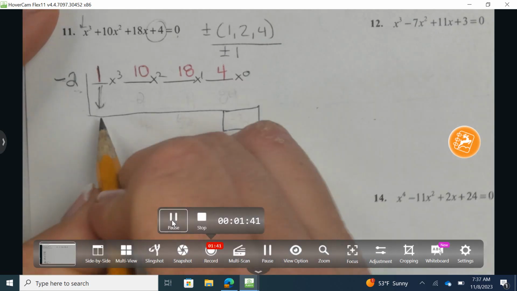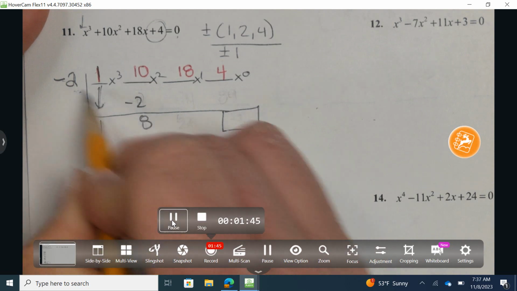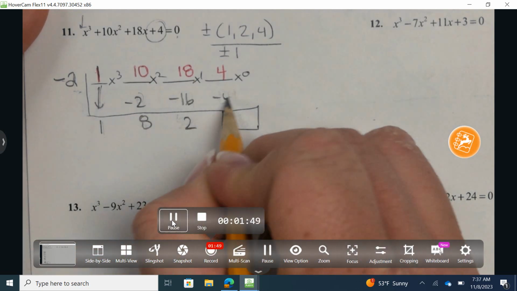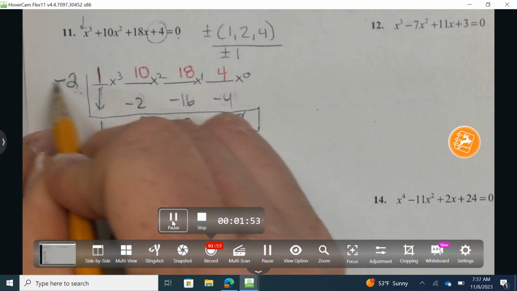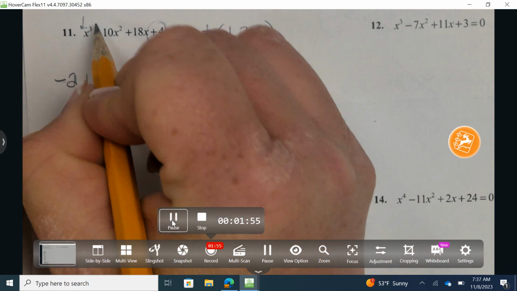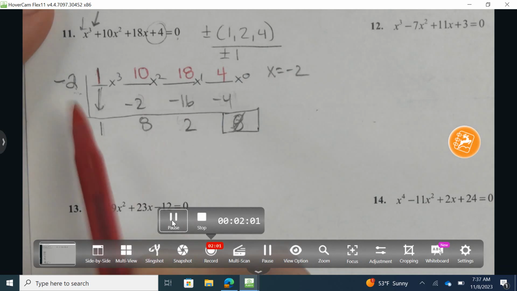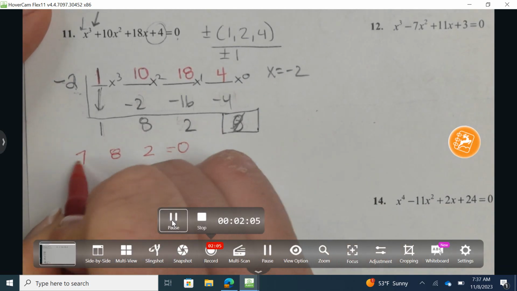Let's try -2. Dropping down, multiplying, adding, multiplying, adding down is 2, multiplying is -4. Okay, I just found a root. So this is a 0. So one root is x equals -2. But I need 2 more roots, a total of 3. So what do I do? I take what I'm provided, and I have 0 equals 2, 8, and 1.